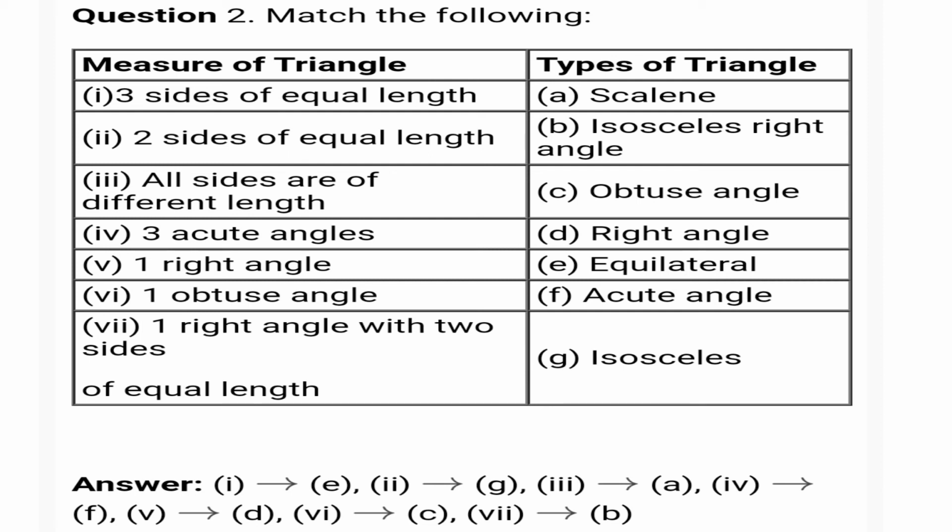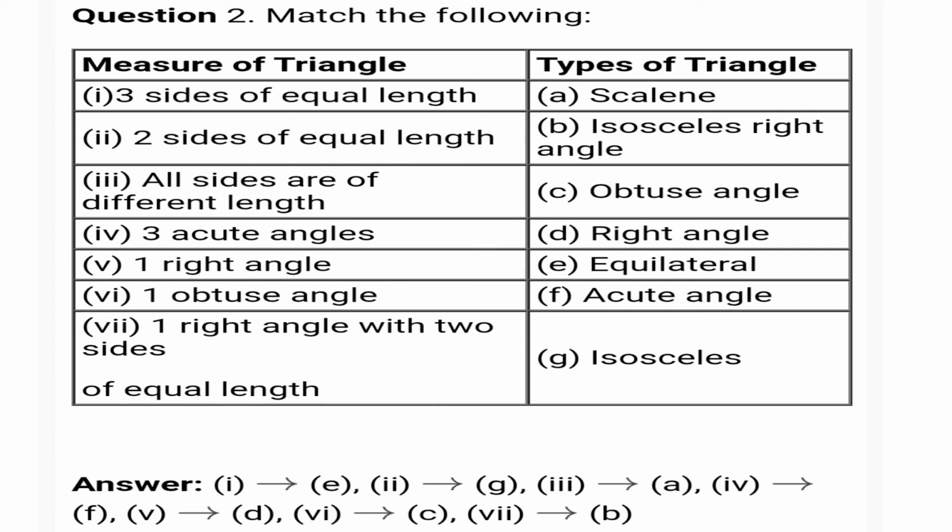Number 5. One right angle. We have learned earlier that right angled triangle has one right angle. Thus, the answer to number 5 is right angled triangle. Also, number 6 is one obtuse angle. Well, we know that obtuse angled triangle has one obtuse angle. Thus, answer to it is obtuse angled triangle.